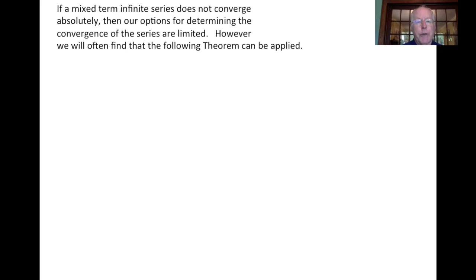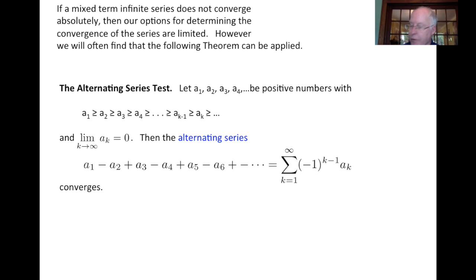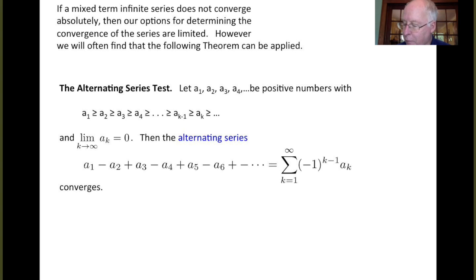Now, if the mixed term series does not converge absolutely, then our options are rather limited, but there is one theorem we will use now and then that actually shows up quite often, and that involves what we call an alternating series. So let's let A1, A2, A3, etc. be positive numbers, with A1 bigger than or equal to A2, bigger than or equal to A3. That is, these numbers form a decreasing sequence, and we're going to assume that this sequence converges to 0. So the Aks not only decrease, but the limit of the Aks as k goes to infinity is 0.